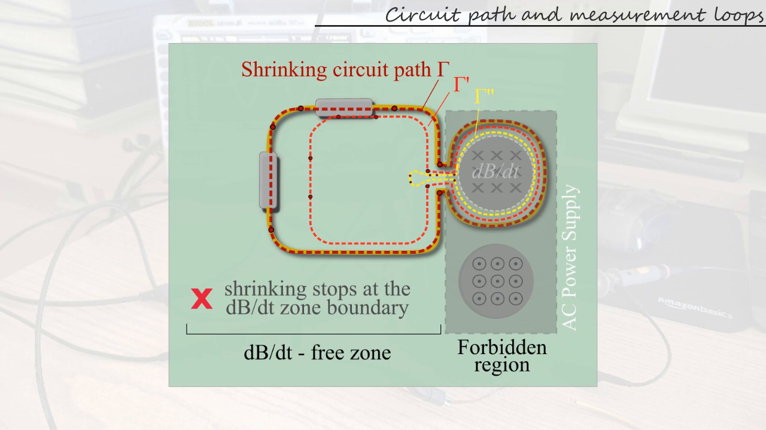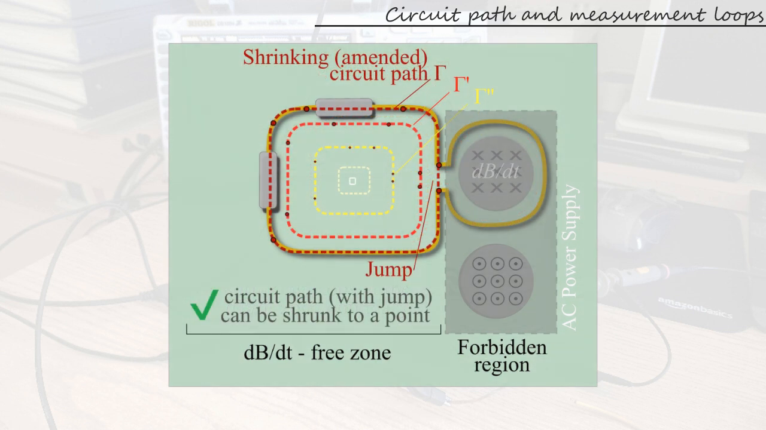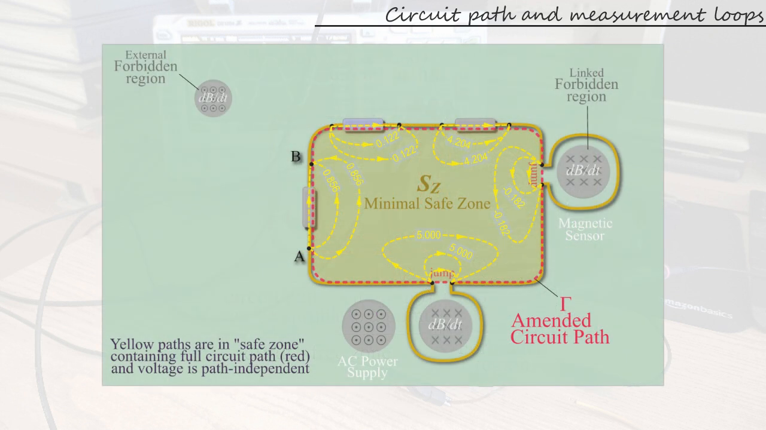If you think about it, this rule explains why we need to introduce jumps between the terminals of all magnetic components. These jumps allow us to exclude the forbidden zones so that the modified or amended circuit path will end up being entirely included in a safe zone. When the circuit lies on a two-dimensional surface, the rubber band method makes sure that all paths contained inside the area delimited by the circuit path will give single-valued line integrals of the electric field. We can consider this a minimal area in which voltage behaves like a potential difference.